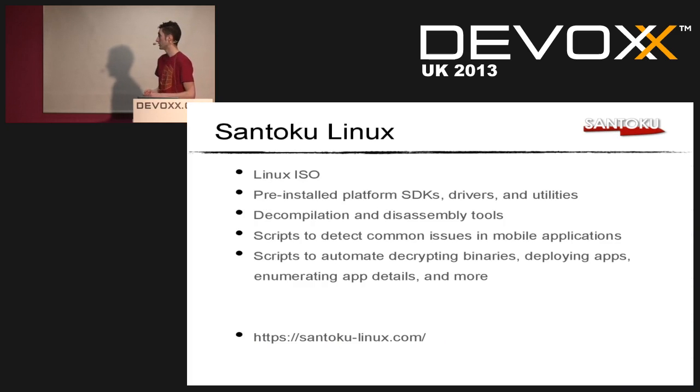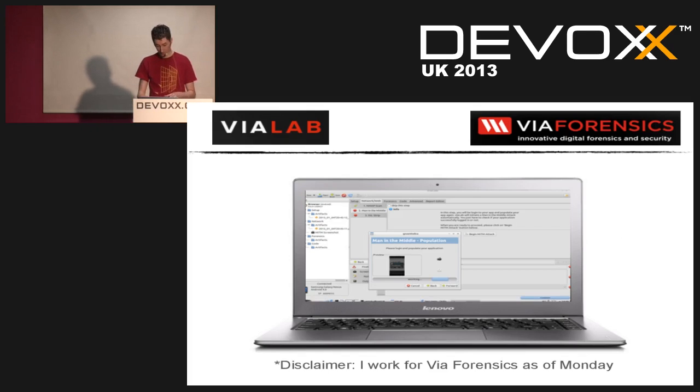Santoku Linux is another thing which is good for all kinds of mobile apps. It's like a Linux distro with a load of pre-installed SDKs and drivers and stuff. So you can load this up in a virtual machine and hack away to your heart's content. It's sponsored by a company called viaForensics, who unsurprisingly have a paid-for version called viaLab, and this glues together all these tools and allows you to do a really quick health test.